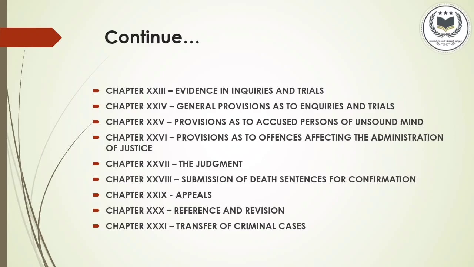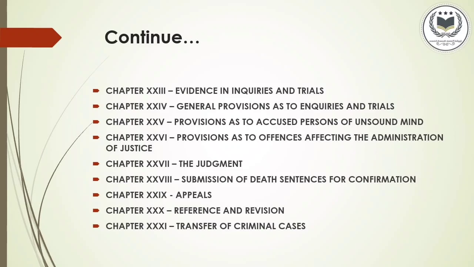Next, Chapter 24 that is General Provisions as to Enquiries and Trials. It has total 29 sections. Chapter 25 Provisions as to Accused Person of Unsound Mind. It has total 12 sections. Chapter 26 that is Provisions as to Offences Affecting the Administration of Justice. It has total 13 sections. Chapter 27 The Judgment. It has total 16 sections. Chapter 28 Submission of Death Sentences for Confirmation. It has total 6 sections.